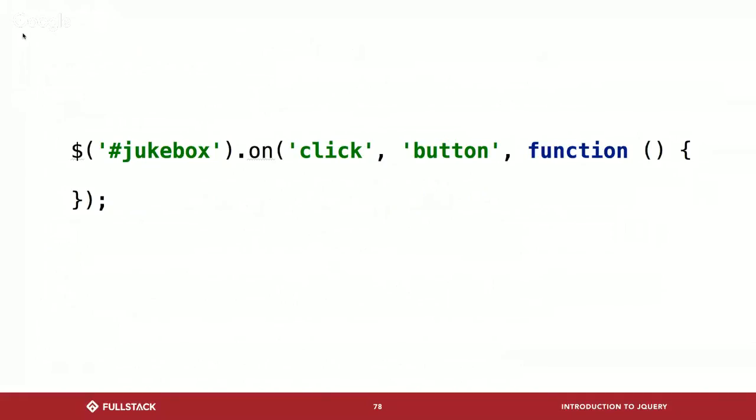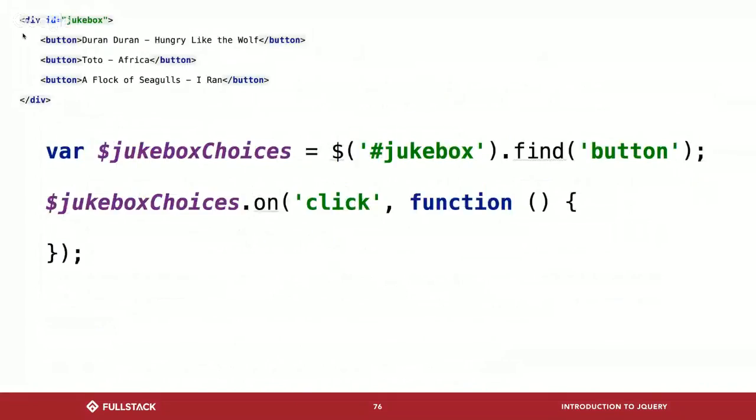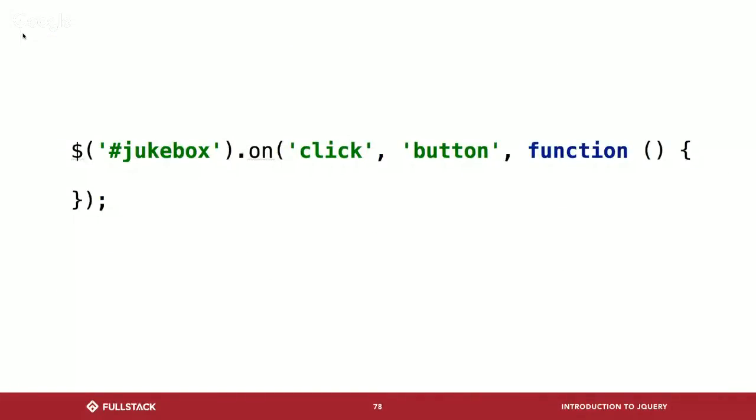So instead of attaching your event directly to the buttons, which you ended up doing over here, right? Instead of adding them to the buttons, because the jukebox choices is a collection of buttons, jQuery accounts for this by saying, hey, look, go up to a parent element, okay? And give us a selector, okay?